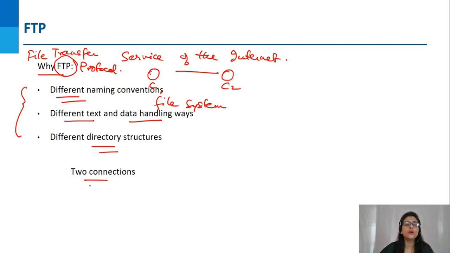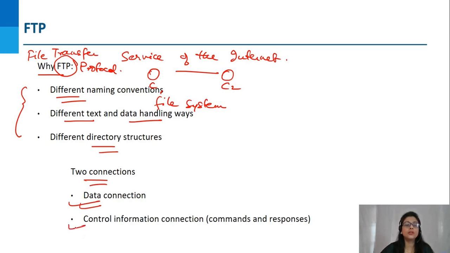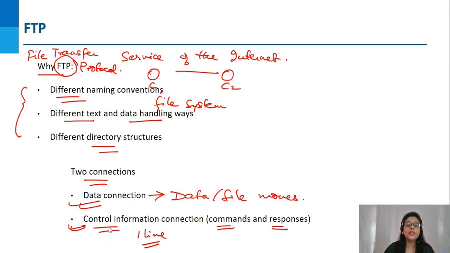There are two connections of FTP. One is for data connection and the other one is for control connection. Basically, in the data connection, data or the file moves or gets transferred from one computer to another. And in the control connection, there is some control information in the form of commands and responses. These are very short, one-line commands or responses, which basically control the data.